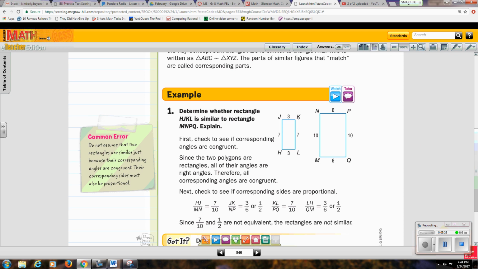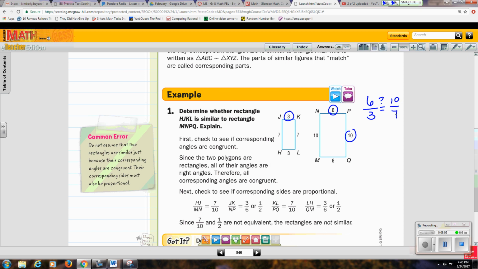However, we have to compare the ratios of the sides. So let's compare our widths. We have our width of 6 and our width of 3. So let's put 6 over 3 and ask ourselves, does that equal the ratio of our lengths? And I'm not going to do this length to this length. I'm going to do this side because these are my corresponding sides. So I'm going to put 10 over 7. Does 6 over 3 equal 10 over 7?